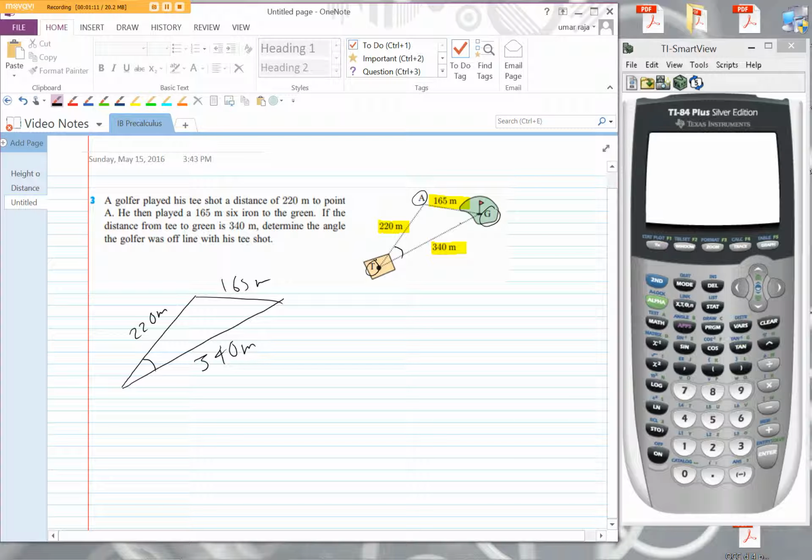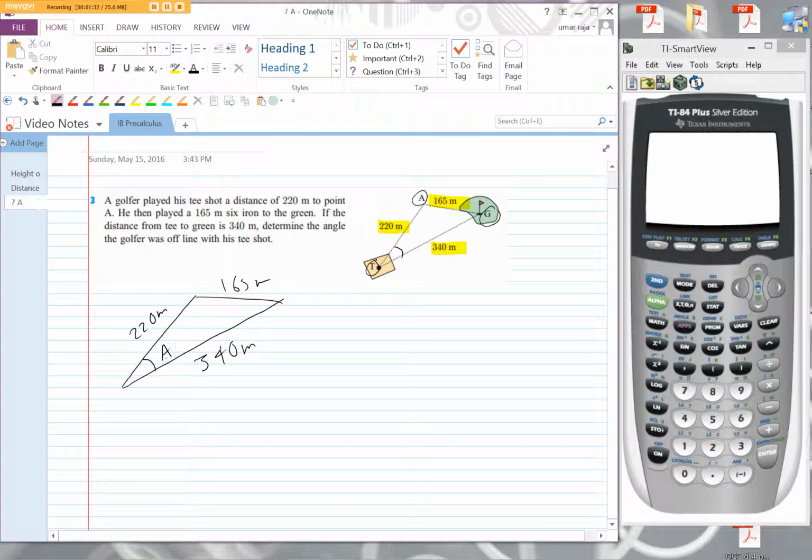So what that tells you is that we're either going to be using the law of sines or the law of cosines. But you're not given any of the angles, so you're not going to be able to use the law of sines. Since you're solving for one of the angles but all three sides are given, the law of cosines is the best way to go. So how do you actually go ahead and solve for this?